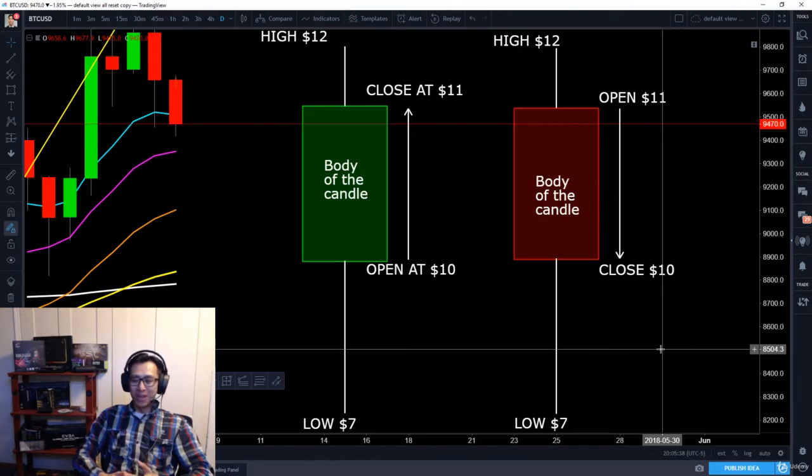Can anyone guess what it means? I'll give you guys time. Really think about this, okay? I want to give you a clue. First of all, you have to think of $3 where the Bulls ended up fighting back against the Bears and defended their position. So what do you guys think this could actually mean?